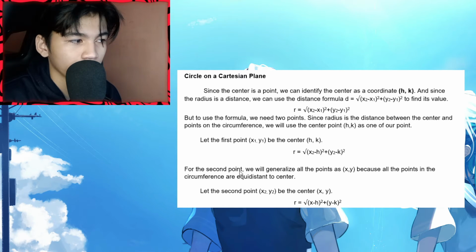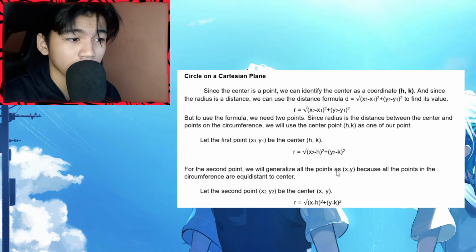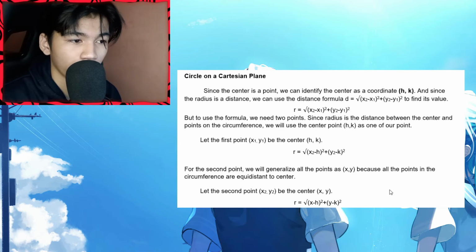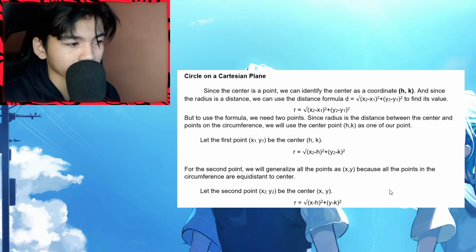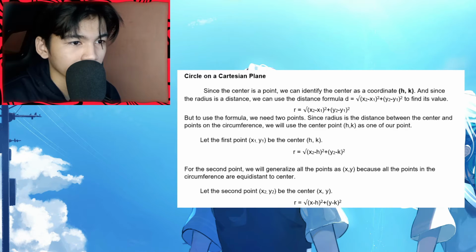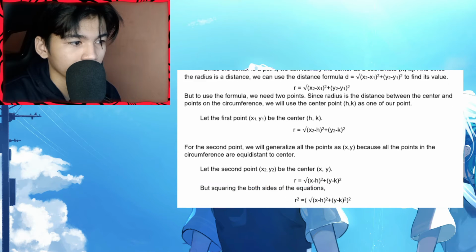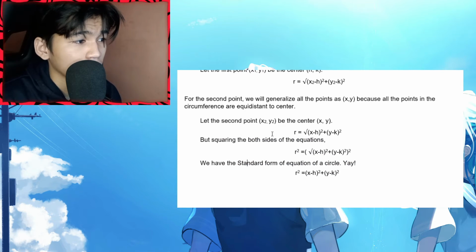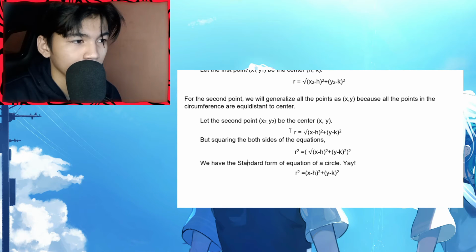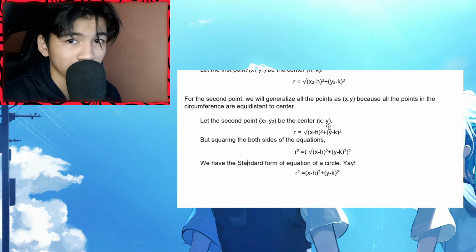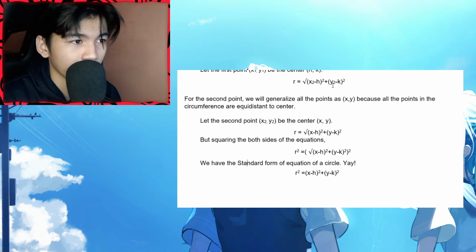For the second point, we will generalize all the points as x and y because all the points in the circumference are equidistant to the center. Let the second point x2 and y2 be x and y. So here's the x2 and y2. You're going to replace that with x and y only.